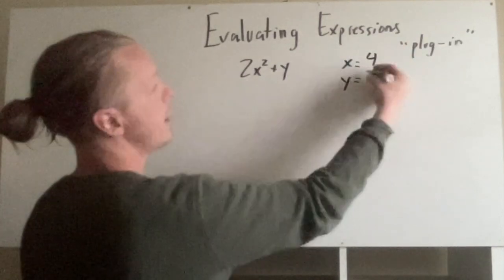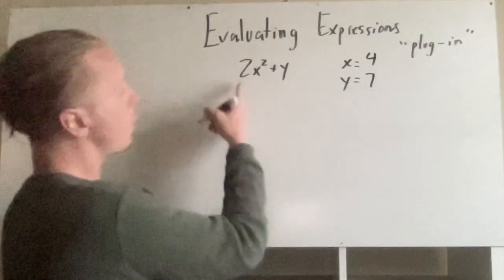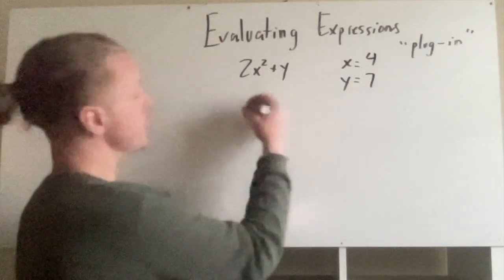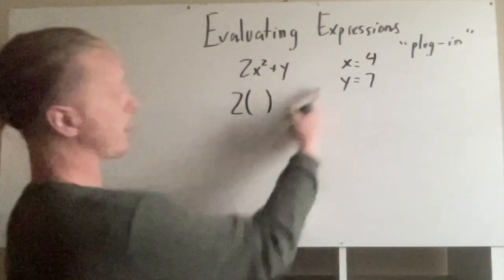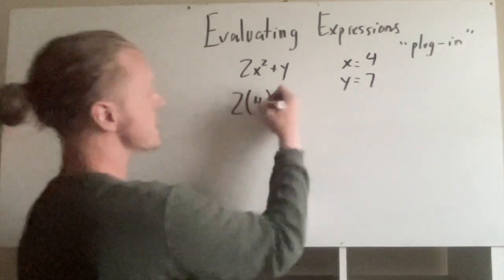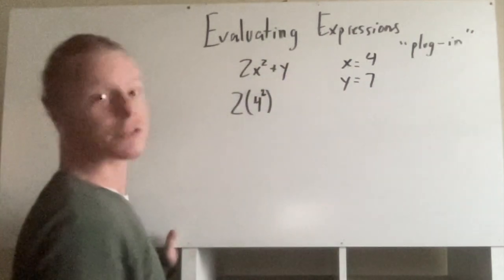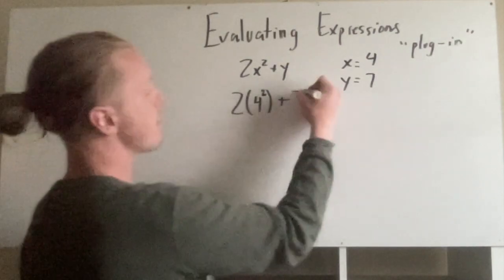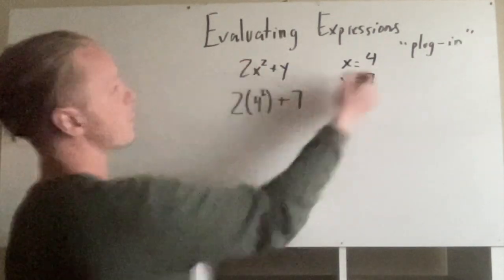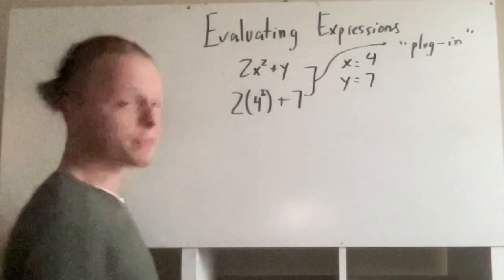So x is 4, and let's call y 7. Why not, right? So what I'm going to do now is rewrite this expression, but instead of x, what am I going to put? I'm going to put 4. And what was happening to that x? It was being squared. So the 4 now is being squared plus y, which is 7. This step right here is what we call plugging in. We just plugged in the values for the variables.